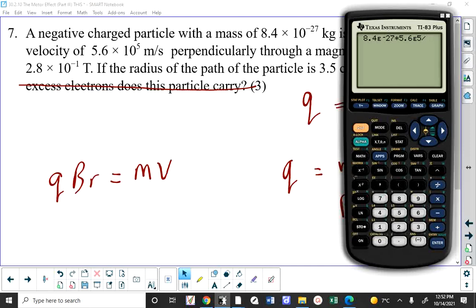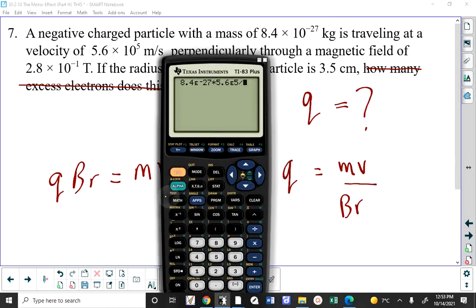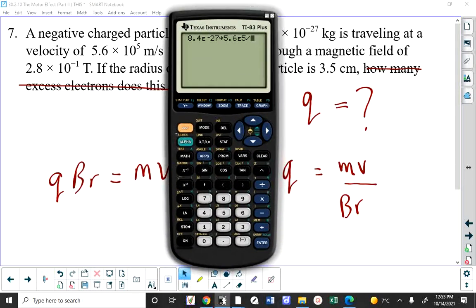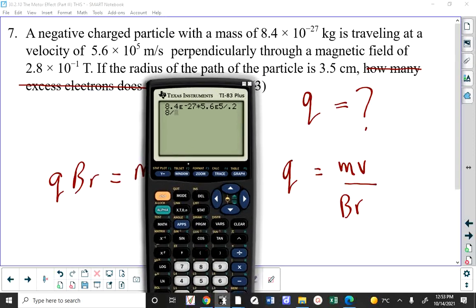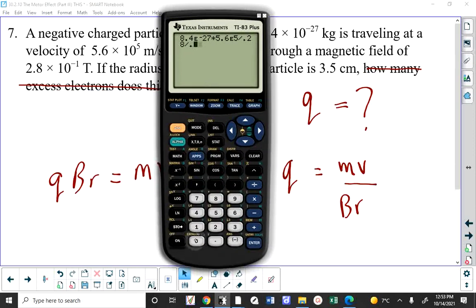And I need to divide by the magnetic field, which is 0.28. And I also need to divide by the radius, of course using standard units, so 0.035 meters. Want to make sure I've entered everything correctly before I go on. I think it looks okay. And you get this number, right? Now, it's a negatively charged particle. That's how many coulombs of negative charge it has.